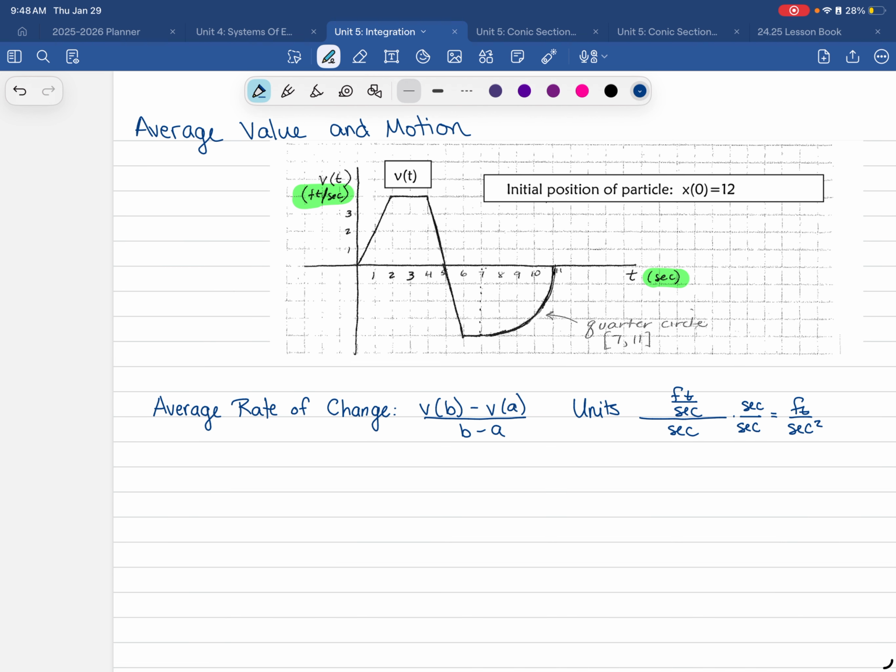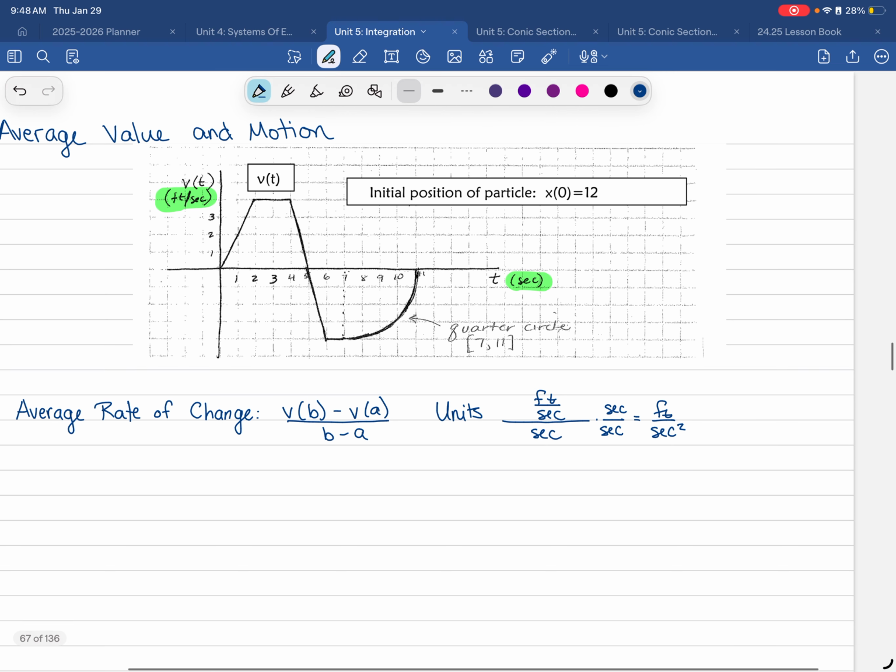And you guys know from taking physics that these units represent an acceleration. So if I'm finding the average rate of change of a velocity graph, it means that I'm actually looking at acceleration. I'm finding the average acceleration of that graph, because the rate of change of velocity is acceleration. So this is giving me an average acceleration. All right, so now let's look at an example with that.